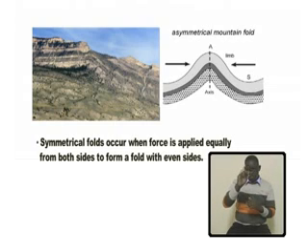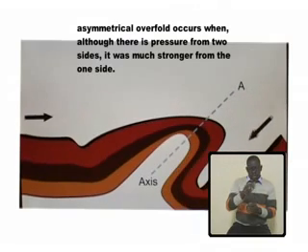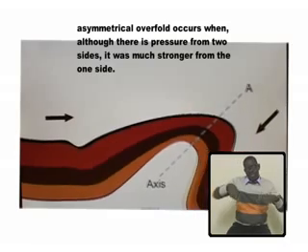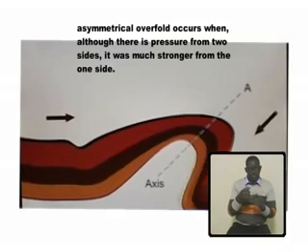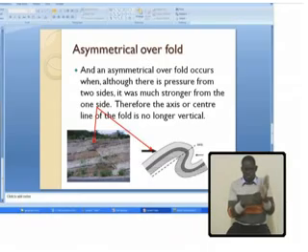Symmetrical open folds occur when the pressure was not too much and was applied from both sides to form an open fold. And symmetrical closed folds occur when a very strong force was applied equally from both sides. And the asymmetrical overfold occurs when, although there is pressure from 2 sides, it was much stronger from the one side. Therefore, the axis or center line of the fold is no longer vertical. Here's a photograph that shows that.